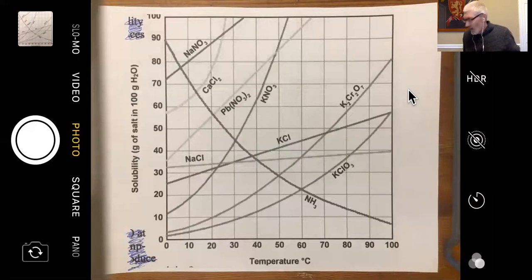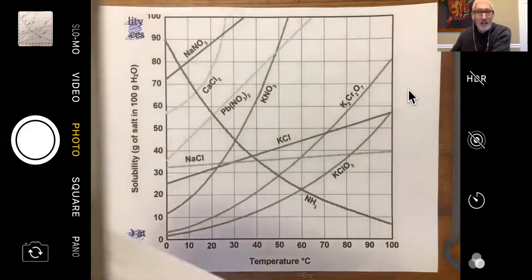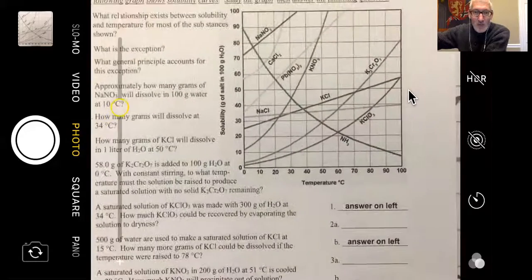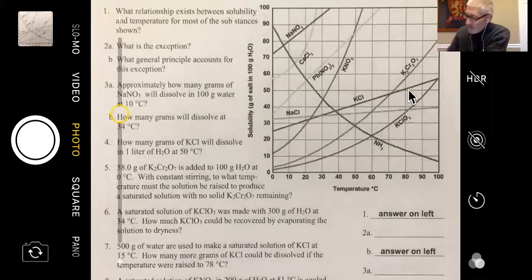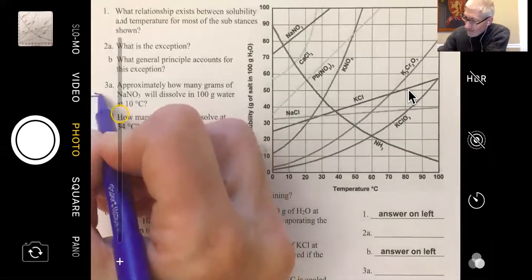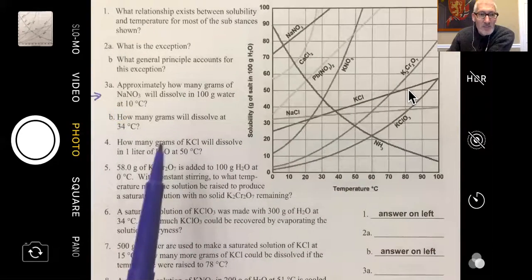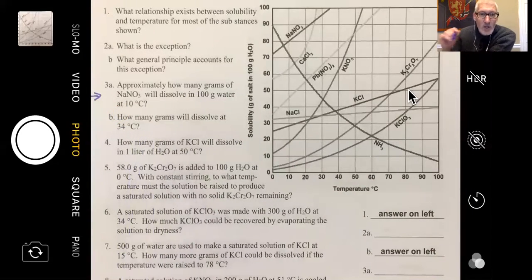Now, what I thought would be kind of a reasonable thing to do here is to look at a couple of questions and see if we can come up with answers together. And then I think that's going to take care of us for the day. I've got some questions printed out here, and it's all referring to this chart that we were just looking at. Let's start with 3A, and it says, how many grams of NaNO3 will dissolve in 100 grams of water at 10 degrees Celsius?